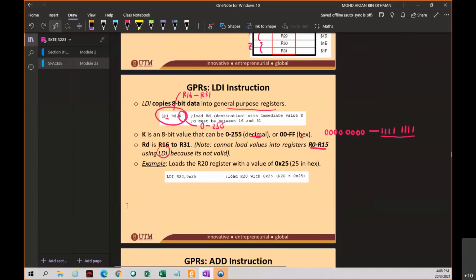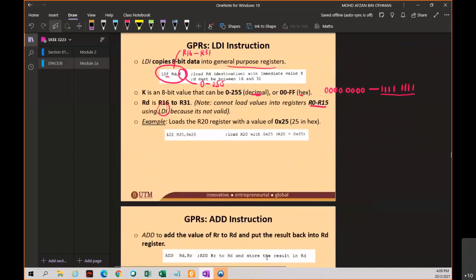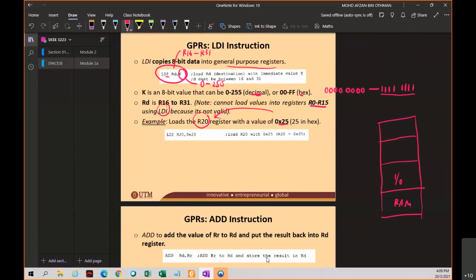Contoh. Okay, so we're going to take a contoh. Okay, so this is our data memory. Saya lukislah senang nak nampak. Okay, so this is your GPR, IO dengan RAM. Okay, so now you're going to put value yang ni 25 ke dalam R20. So let's say this is R20. Okay, so you're going to put 25. 25 ni daripada immediate value, which is value daripada luar. Okay, you're going to put inside here ke dalam R20.